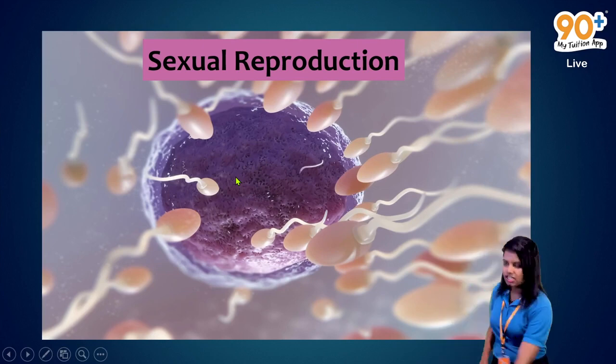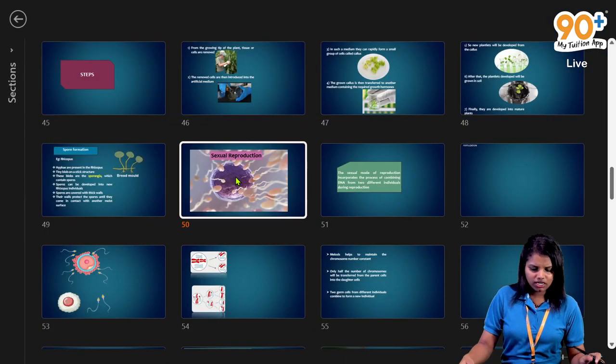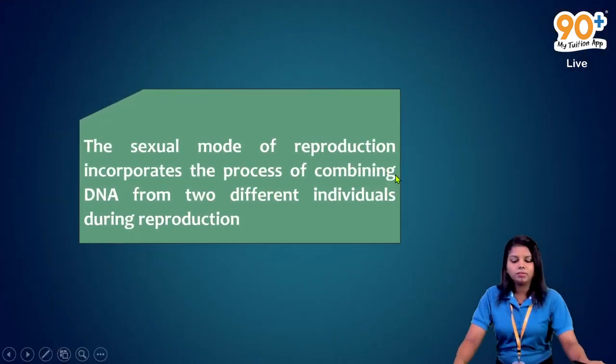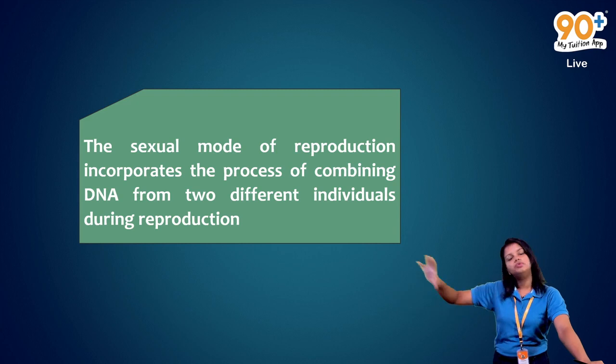Then we have the sexual reproduction, and in the case of sexual reproduction what we need to discuss is that the sexual mode of reproduction incorporates the combination of DNA from two different individuals.